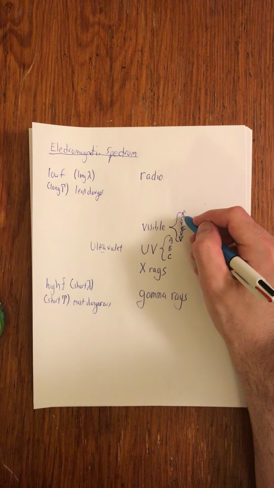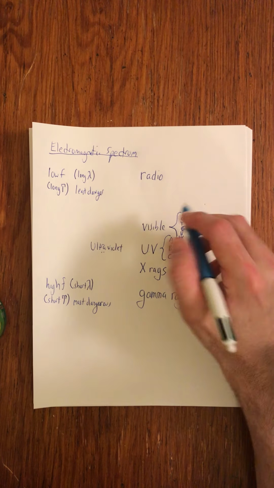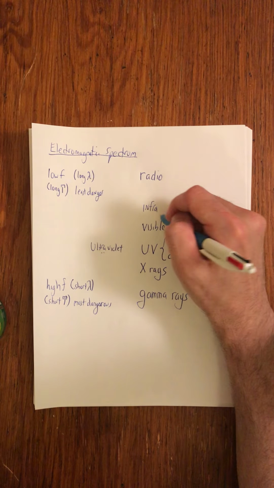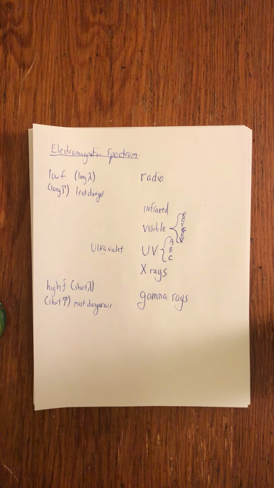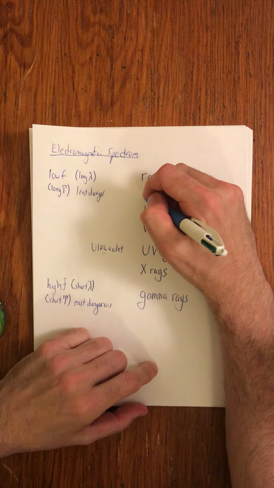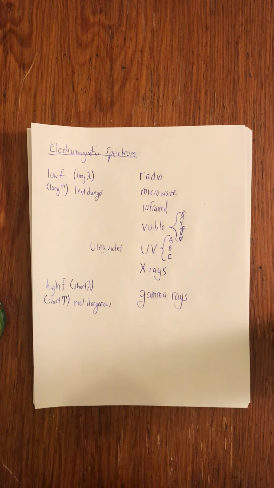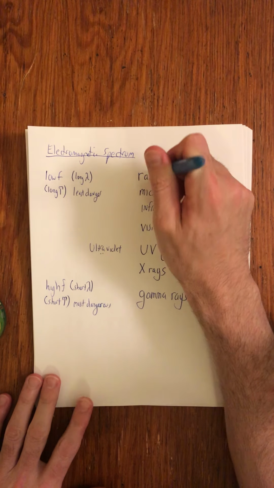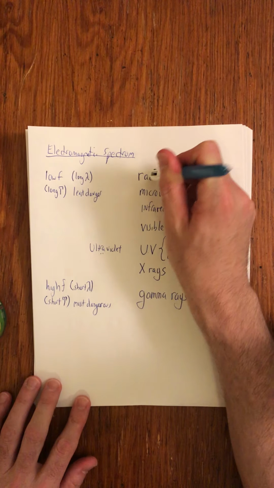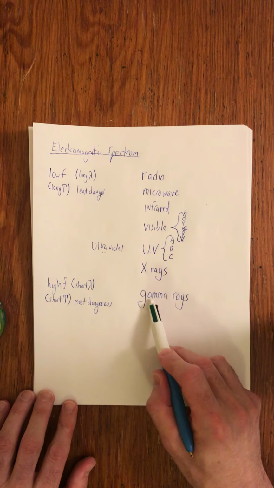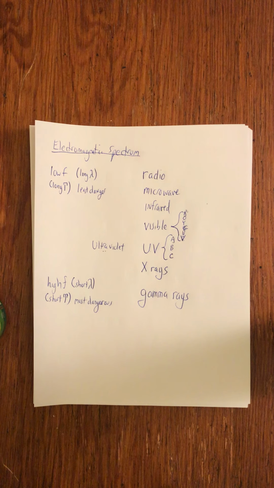So if that's red, what's next to red? Oh, that's infrared, which literally means below red, okay? And so from there, we can guess there's only one type of wave that's left. That type of wave is a microwave. And that is the electromagnetic spectrum in order from longest wavelength, lowest frequency, to shortest wavelength, highest frequency. Okay?